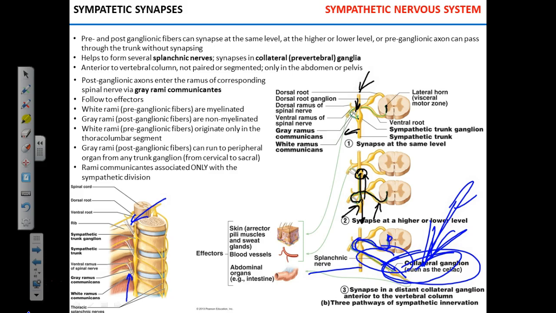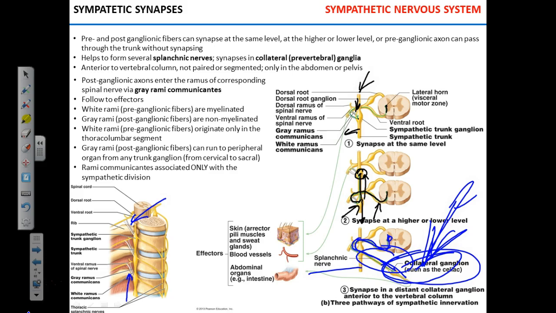Either synapse at the same level or synapse higher or lower with postganglionic neurons, which leave the sympathetic trunk via gray rami communicans. Those are two options, right? And then postganglionic fibers will go all the way down to the organs.